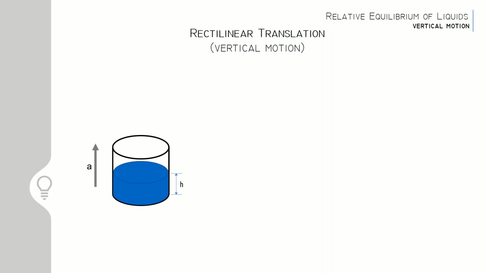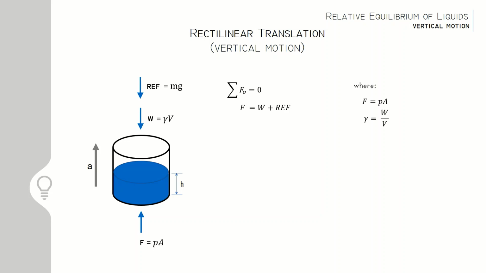In deriving the formula for the pressure at the bottom of the tank, let's consider the forces acting on the tank, which are the reverse effective force (REF), the weight, and the force acting upward. By summation of vertical forces, we have force equal to weight plus REF. Now, by the unit pressure formula, force is equal to pressure times area, and weight in terms of the unit weight is equal to unit weight times volume plus REF, which is MA.